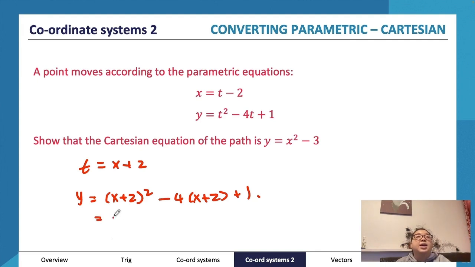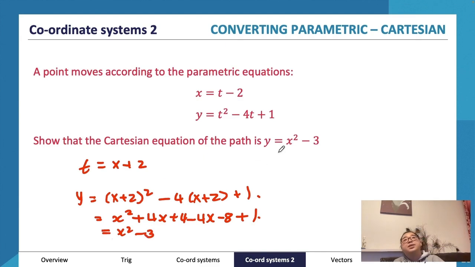So what we're going to get here is we can expand it: x squared plus 4x plus 4 minus 4x minus 8 plus 1. What you can see here is we've got our x squared, our 4x's cancel out, so they're gone. We have 4 minus 8, which is negative 4, and then plus 1, which is minus 3. So you can see how that happens here.